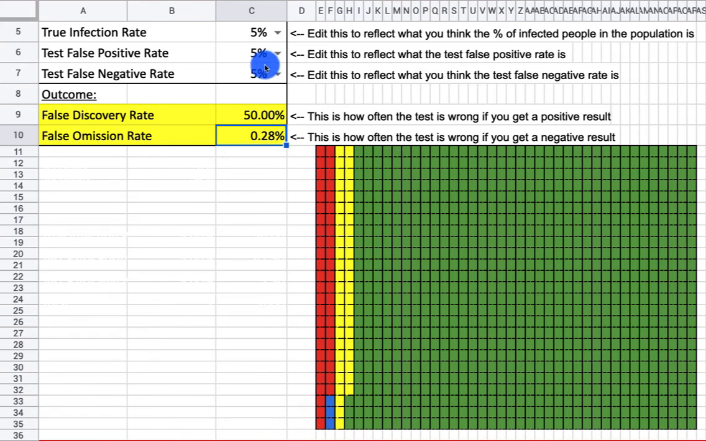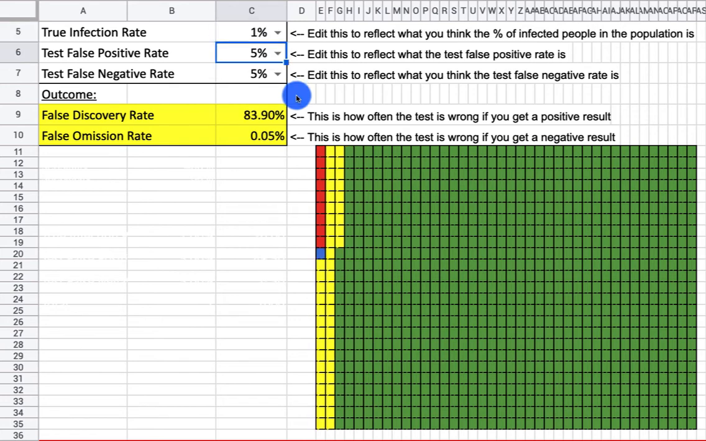And so as you change these numbers, what this will do is hopefully give you an intuition about how these tests work and how accurate they really are. So for instance, let's say our true infection rate is really small, like if really few people have the disease, maybe only 1% of people have the disease. Well, in that case, our false discovery rate skyrockets. Why? Because only a few people actually are sick, these red people. But so many people are being told, these yellow people, that they are sick when in fact they're not, that you're much more likely to actually be told that you have the disease when you actually don't. Which means that you're much more likely to actually have a false positive than to actually have the disease.